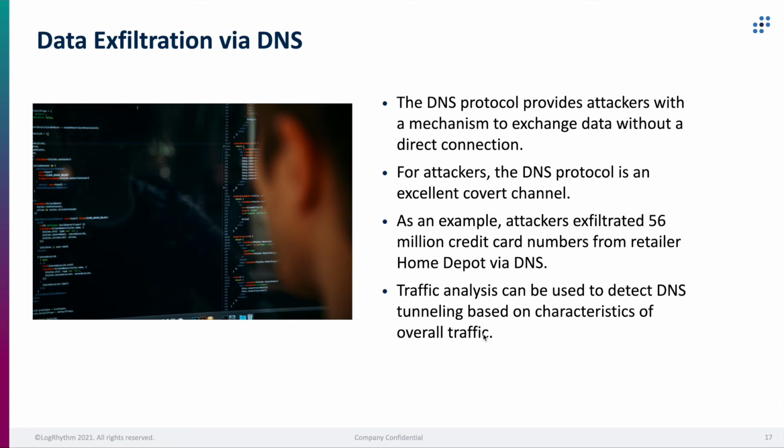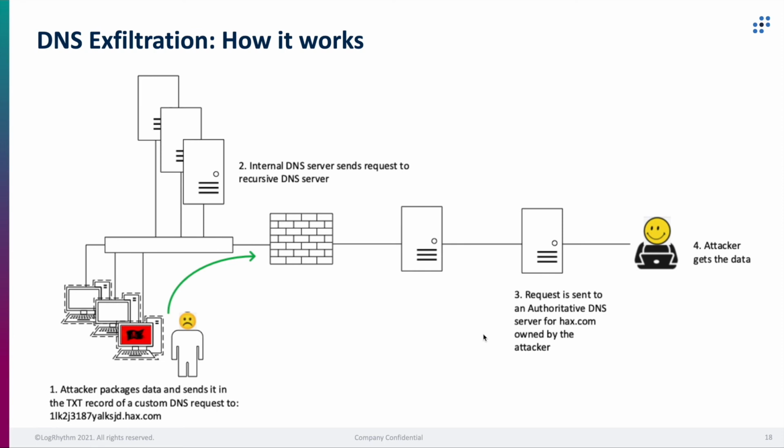What I mean by that is, going back to what I said earlier, having some understanding of the normal behavior of your network will give you the ability to detect outliers in behavior and flag anomalies. Okay, so how does data exfiltration via DNS work? I've also referred to it as DNS tunneling.